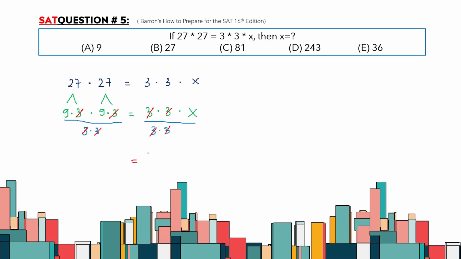Now on the right hand side we are left with x. On the left hand side we have 9 multiplied by 9. And the answer is x equal 9 times 9, 81. So C is the right answer.